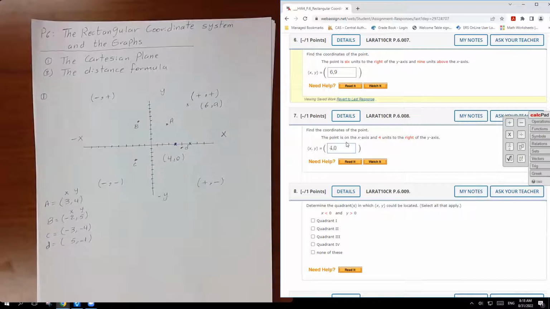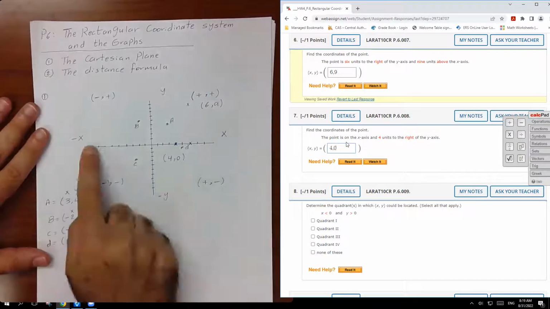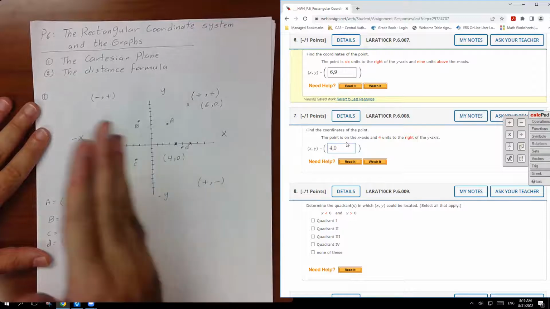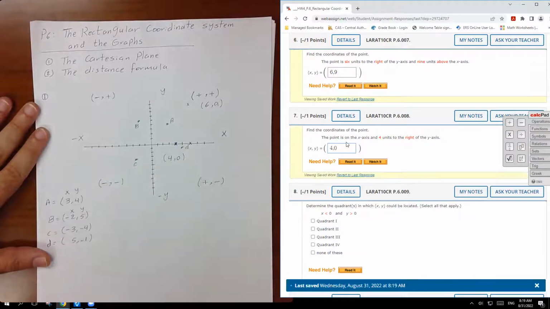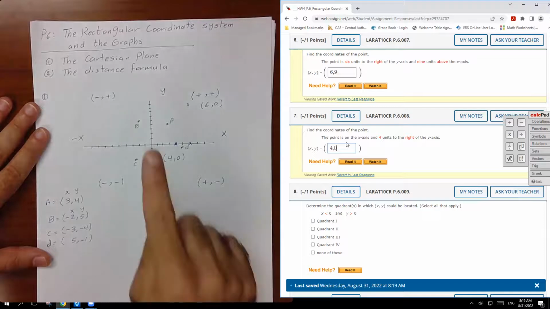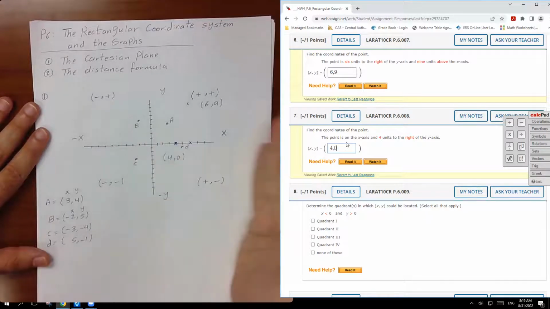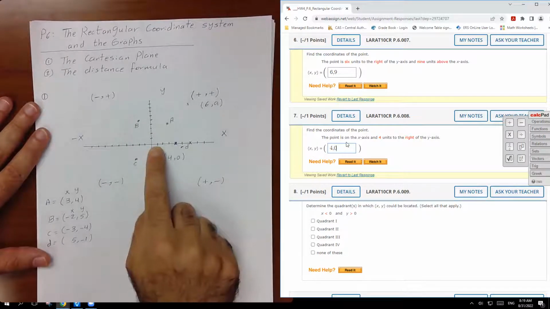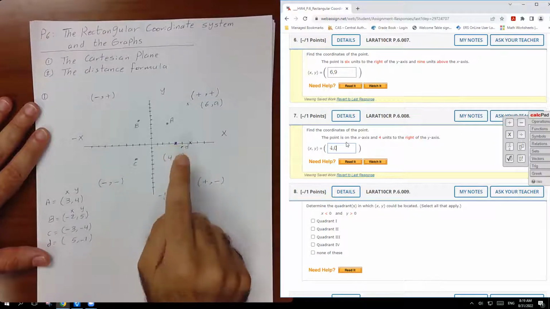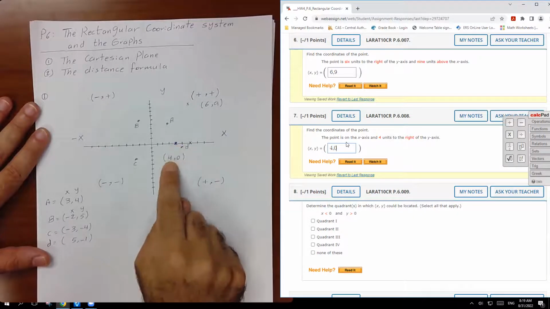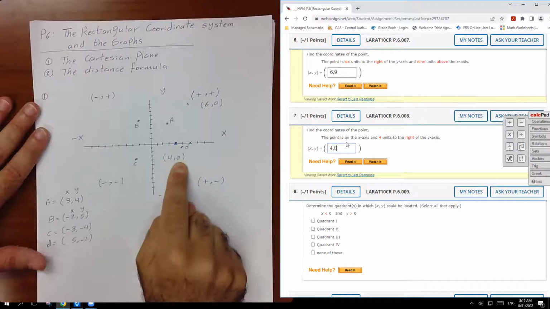Again, the point is on the x-axis. There is the x-axis. But on the left or the right, it's only 4 units to the right of the y-axis. So here's the y-axis to the right. So we're going to count 1, 2, 3, 4. So 4 units. So this is the location for this point. The coordinate x is 4, the y is 0.